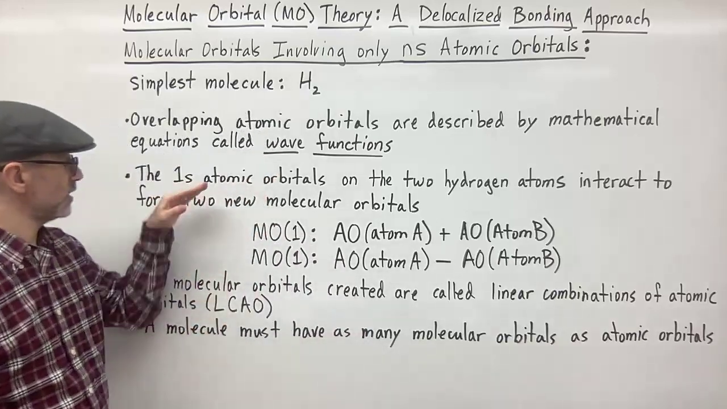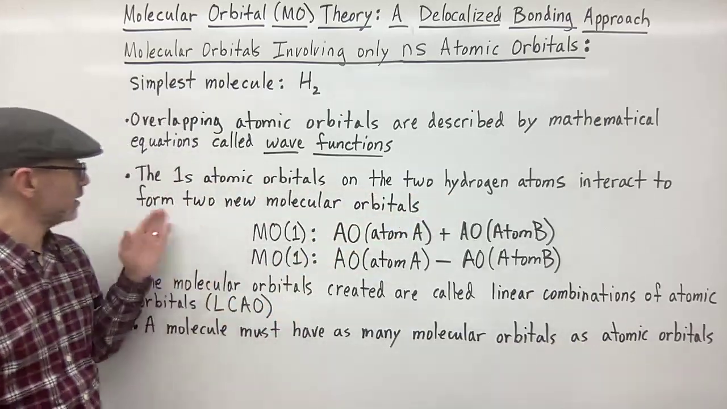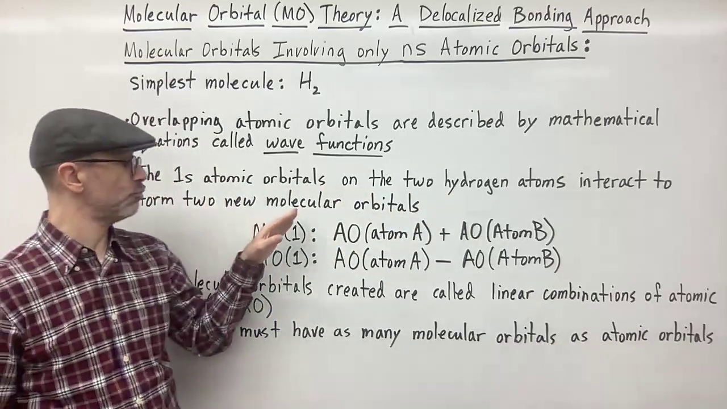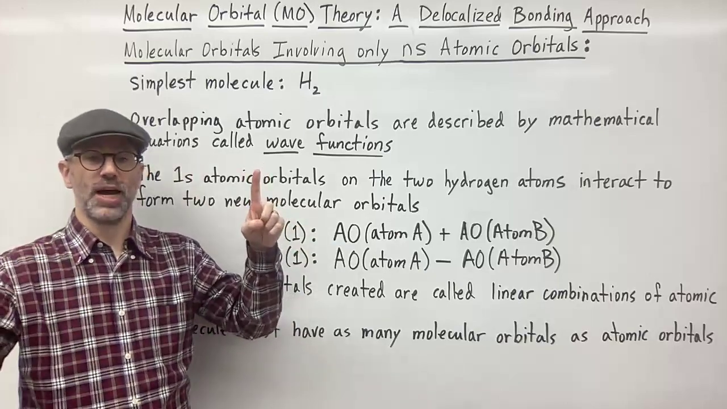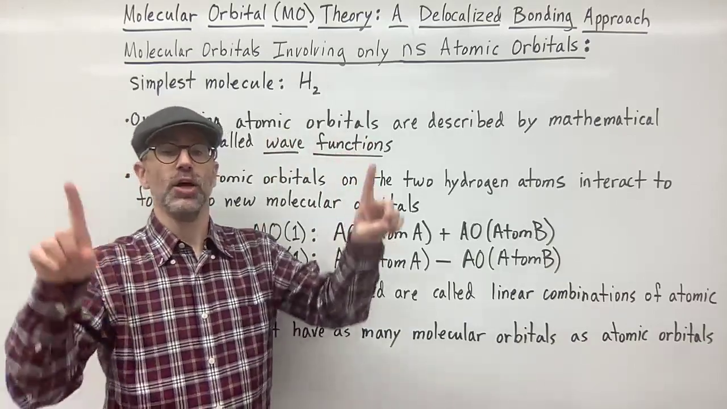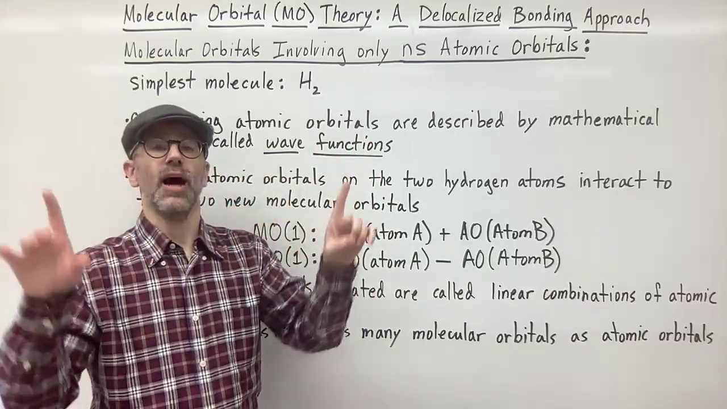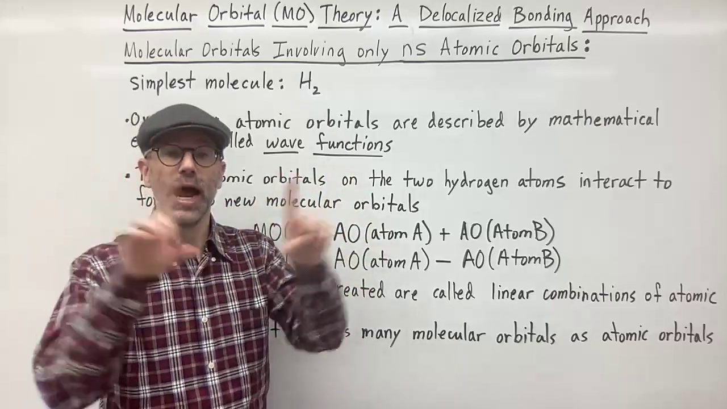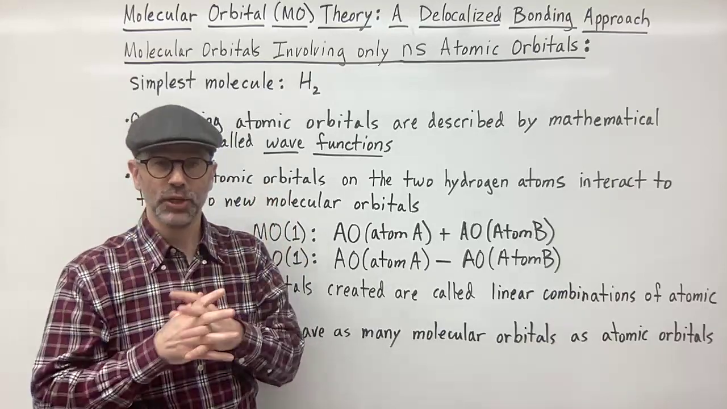So the 1s atomic orbitals on the 2 hydrogens are going to interact to form 2 new molecular orbitals. We have the atomic orbitals on the 2 hydrogen atoms, the 1s over here, 1s over here. They're going to come together and interact with each other to form 2 molecular orbitals.